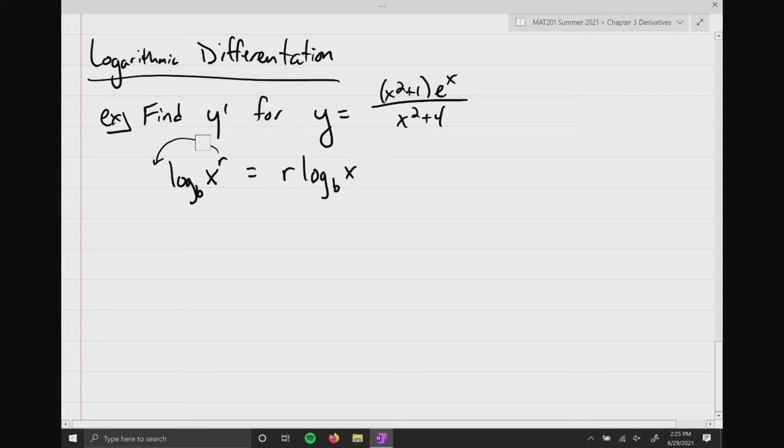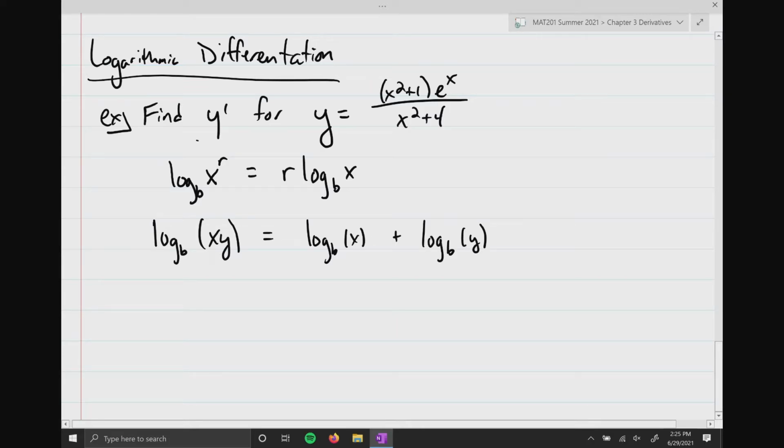The second property is this one, where we have log base b of x times y is going to equal log base b of x plus log base b of y. And then the last property is going to be log base b of x over y, and that's going to equal log base b of x minus log base b of y.